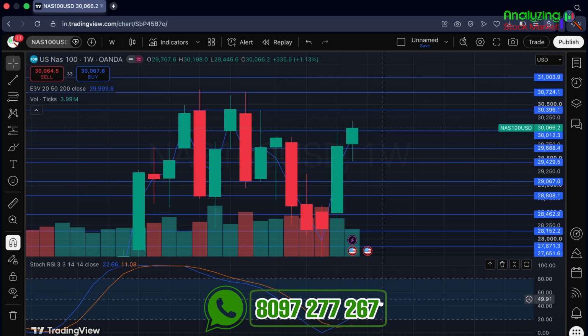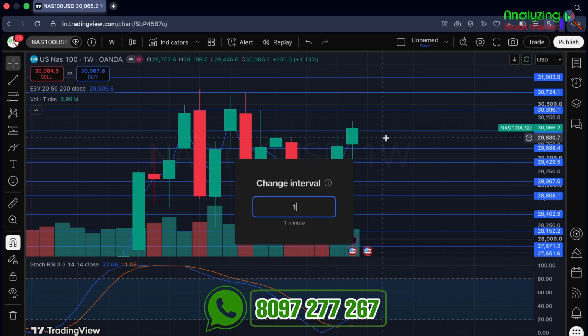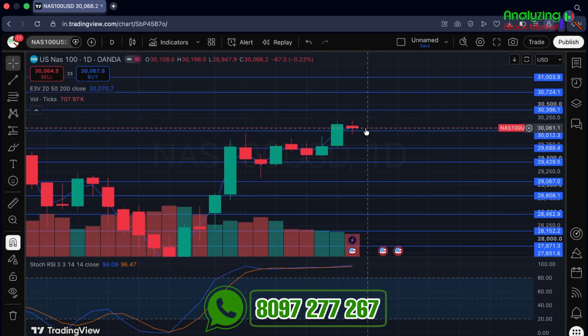So now let's mark some important support zones and resistance zones on a one-day chart. So let's open a one-day chart over here. So this is a one-day chart.